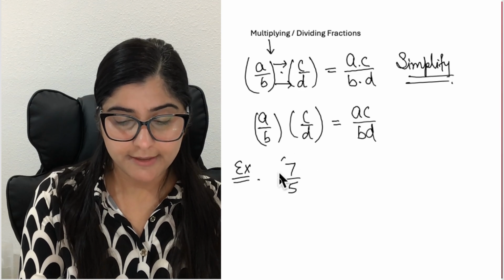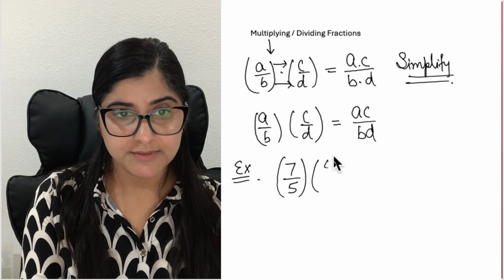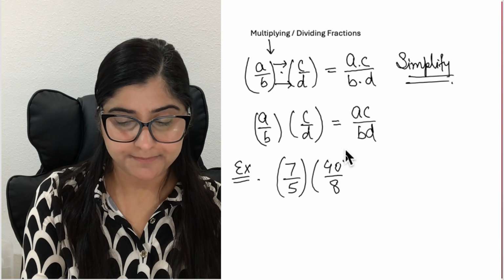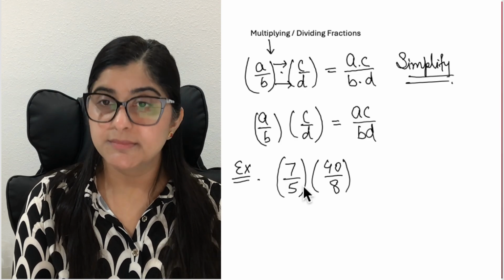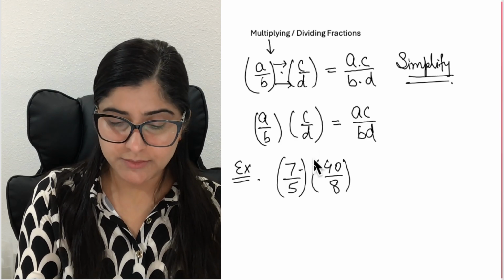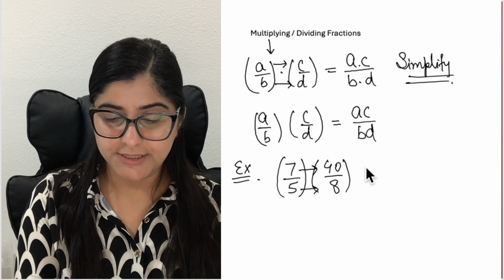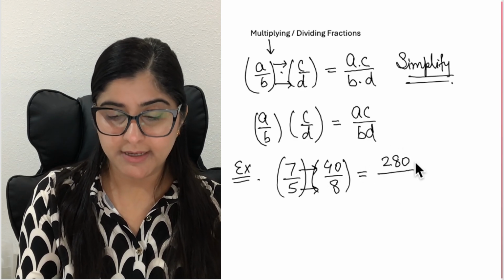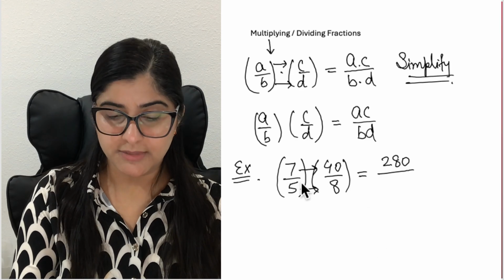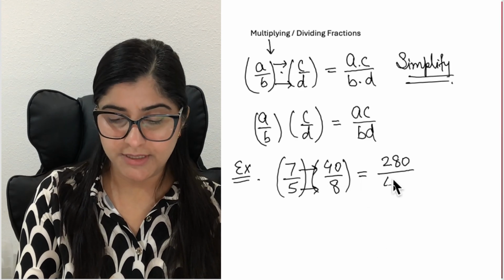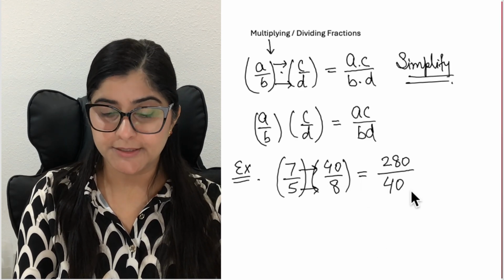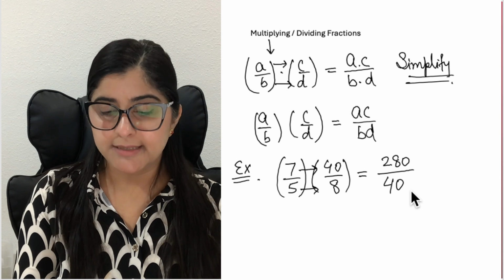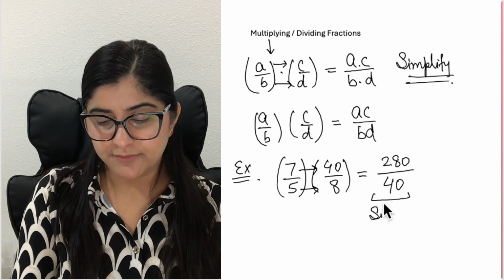7 over 5 times 40 over 8. Let's multiply these two fractions. We will multiply numerator with numerator, that is 280, and write that in the numerator, and we will multiply denominator with denominator and write that in the denominator. And now the next step is we have to simplify this fraction.